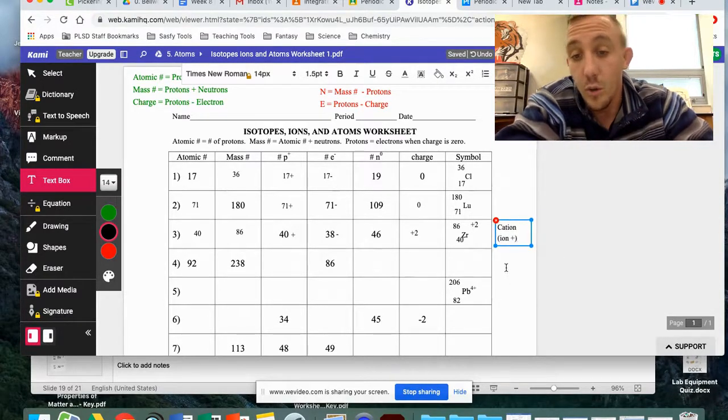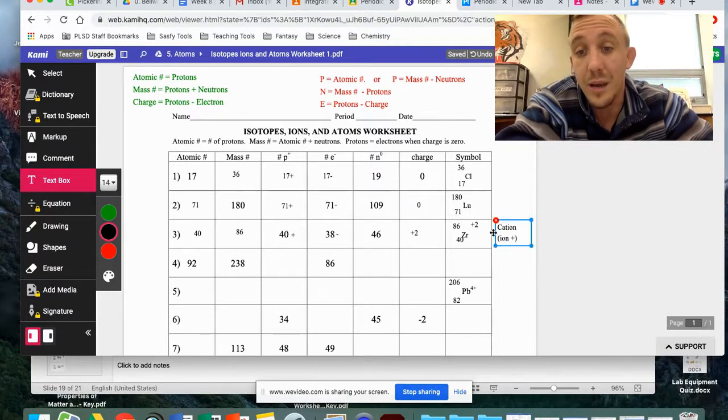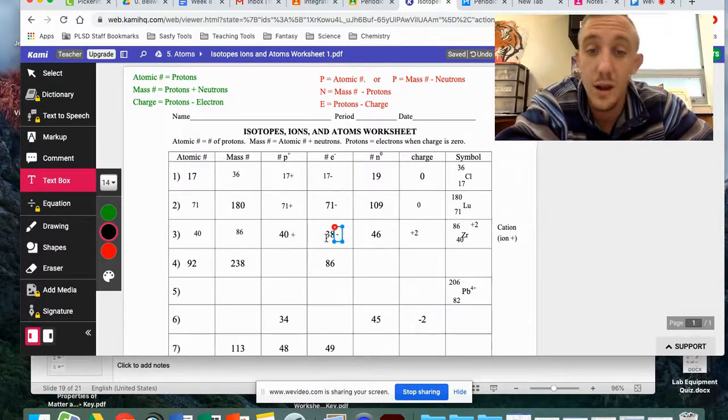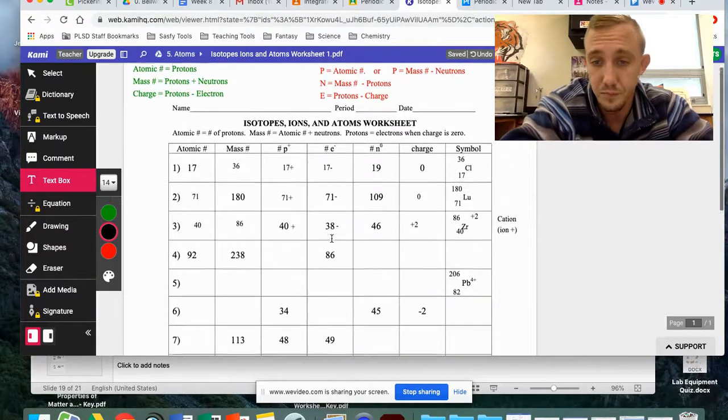So knowing that, the difference between what a cation is and an anion is whether it's positive or negative. So if I have more positive protons or more negative electrons.